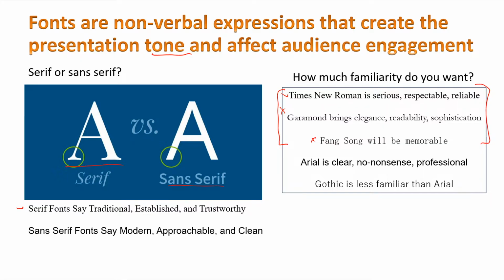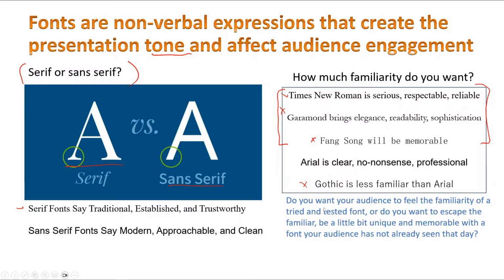Now let's say I want to do sans serif. Then I'll go for Arial, for example, or Gothic. Arial is clear, no-nonsense, and professional. That's the tone that it sets. But if I want something that's sans serif and not familiar, that would be Gothic, which is less familiar than Arial. So again, that's the question: serif or sans serif, and then familiar or not familiar.